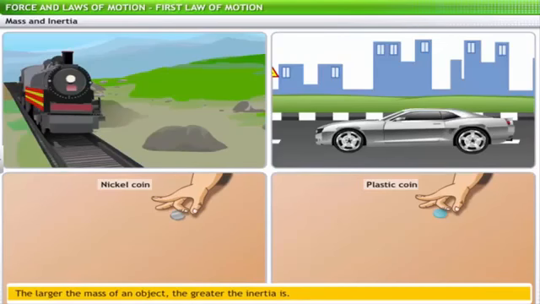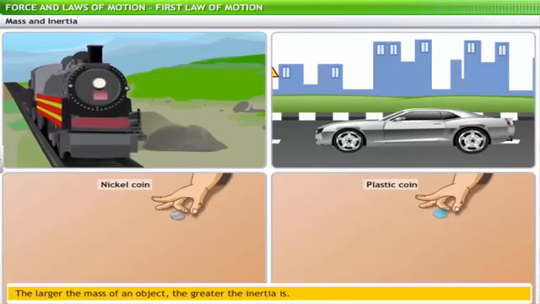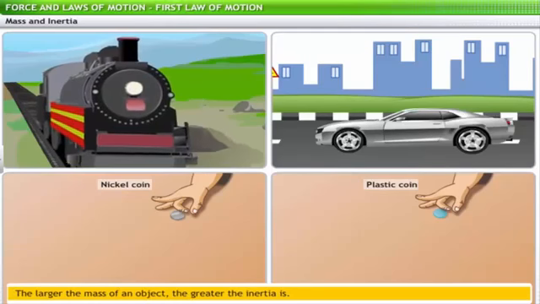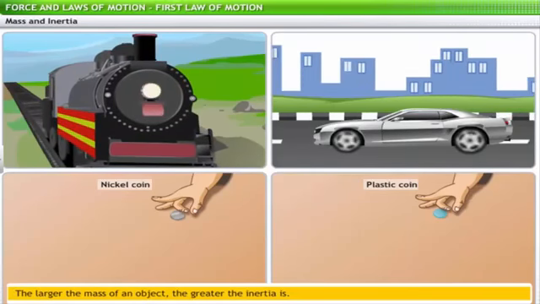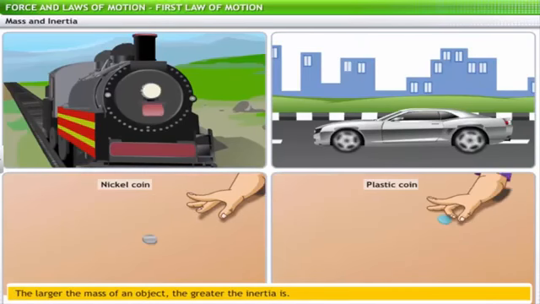You would need to compare the mass of each set of objects. The mass of a train is more than the car, so the train will have more inertia. Similarly, the mass of a nickel coin is more than that of a plastic coin. Hence, the nickel coin will have more inertia.